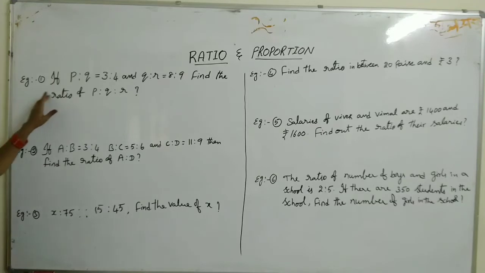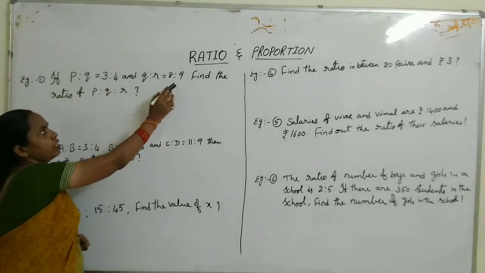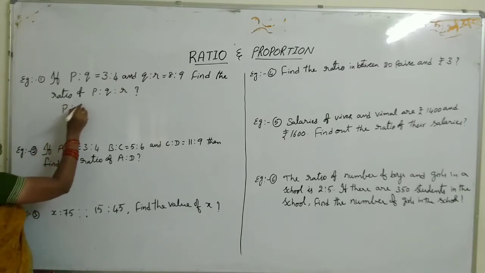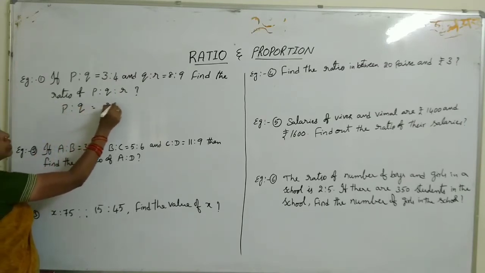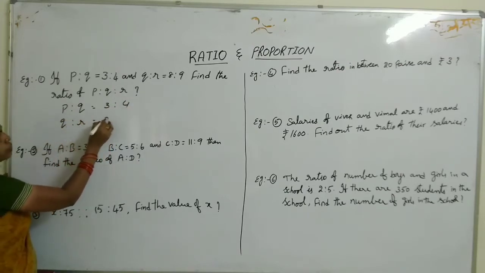Example 1. If P is to Q equal to 3 is to 4 and Q is to R is 8 is to 9, find the ratio of P is to Q is to R. Here observe, P is to Q is 3 is to 4 and Q is to R is 8 is to 9.